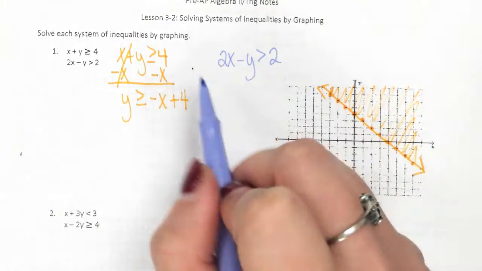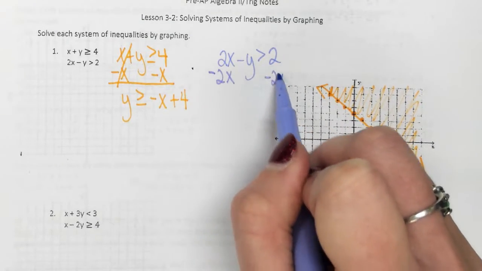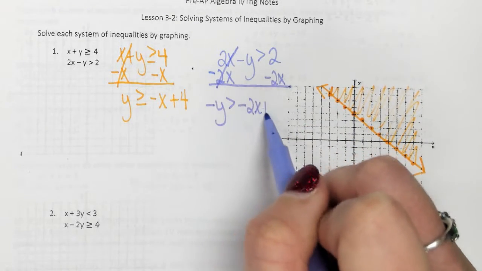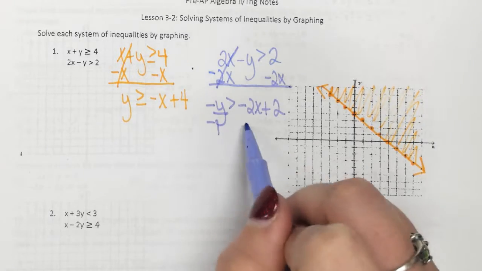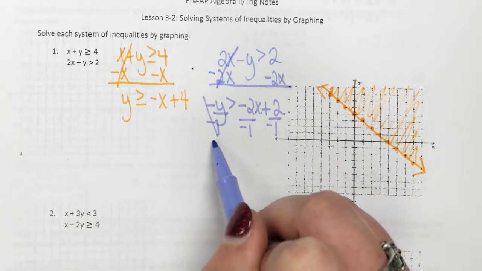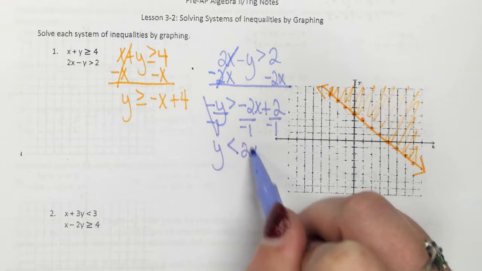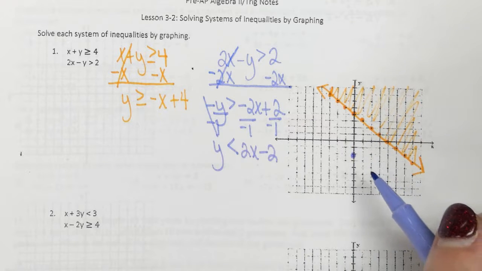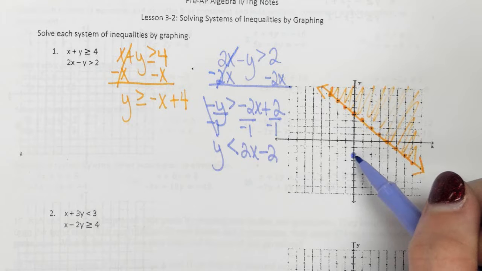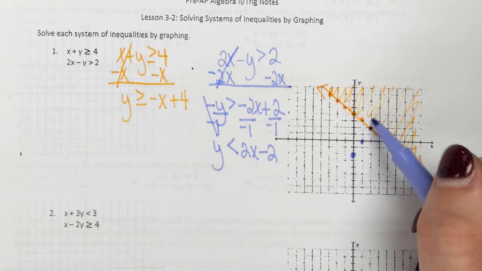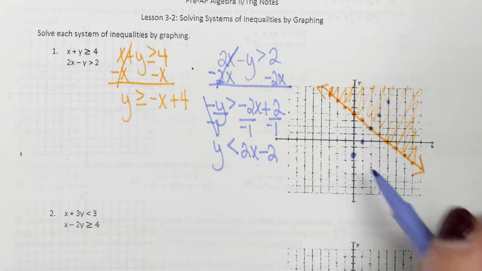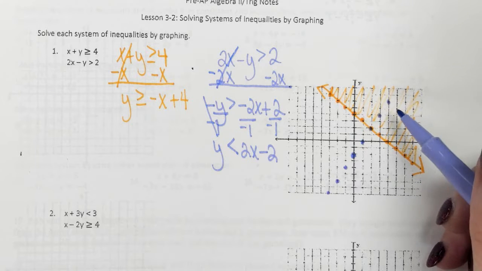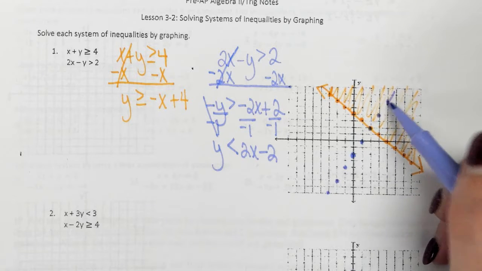Let's do some more. Alright, so let's do this one. We're going to subtract the 2x, right? Divide by -1. And guys, what happens when you divide by negative? There you go. So it'll be y less than 2x minus 2, right? So we're going to go down 2 for our y-intercept. Slope is 2 over 1, so we're going to go up 2 and right 1. We can go the other way, down 2 and left 1. Dotted line or solid line? Dotted.